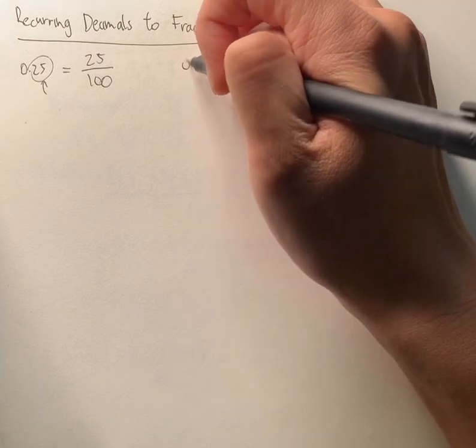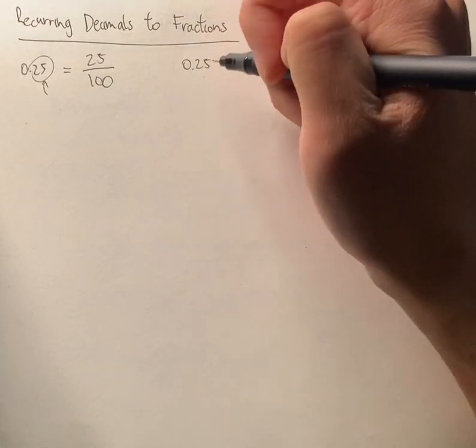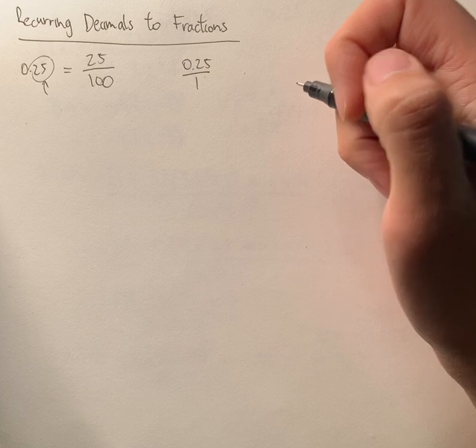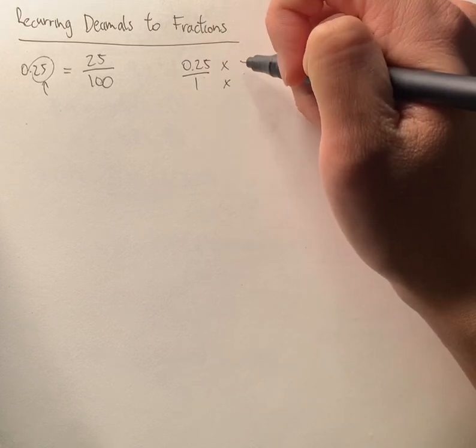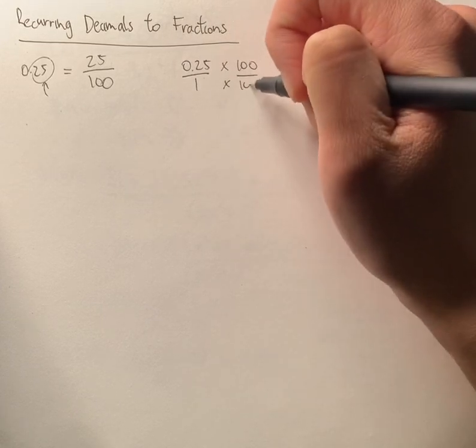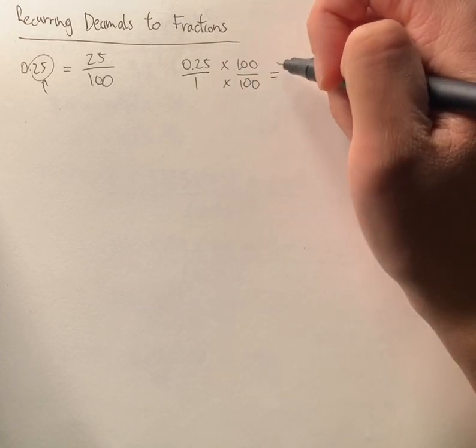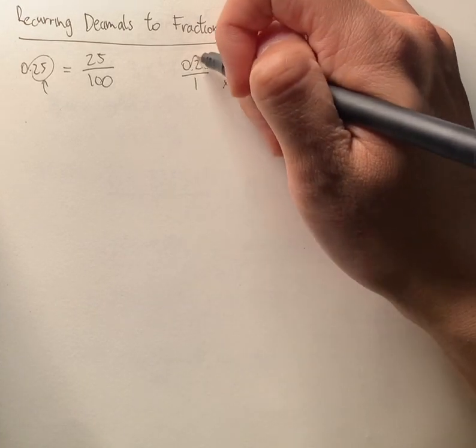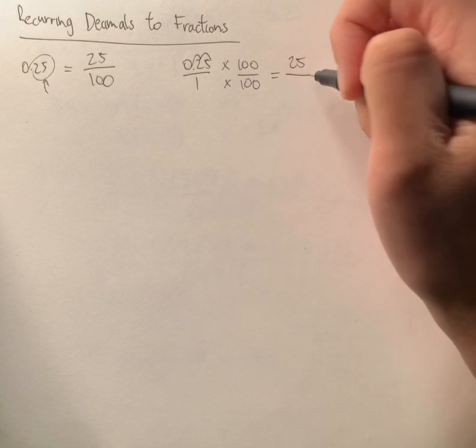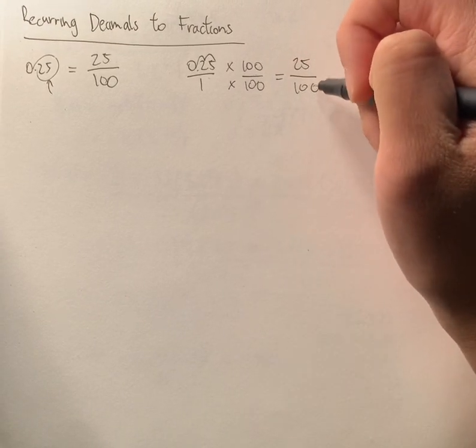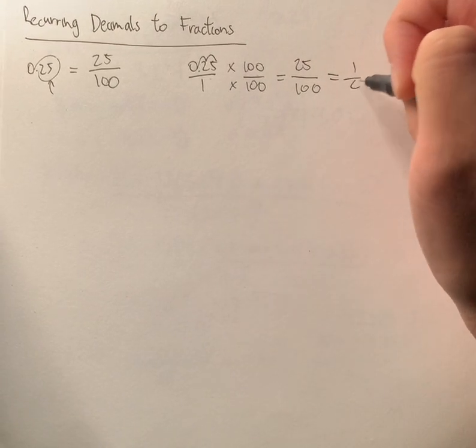Great. Another way to do this, of course, is also 0.25. We know we can put a denominator of 1 and it will still remain the same. We know that if we multiply both sides by the same number, we'll come up with an equivalent fraction. And so in this case, by multiplying 0.25 by 100, we'll get 25, because we'll move the decimal point twice, and we'll also get 100 at the bottom. And so this is 25 over 100, which can be simplified as 1 over 4.